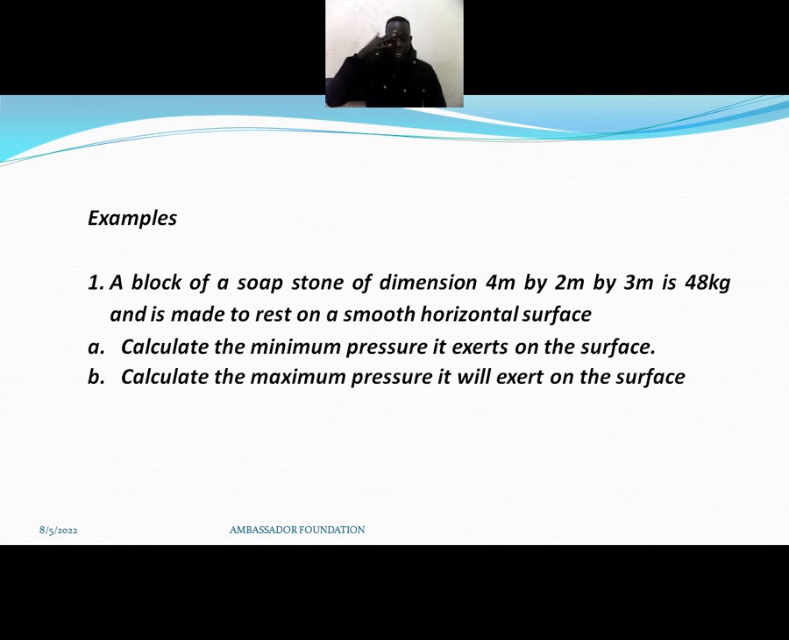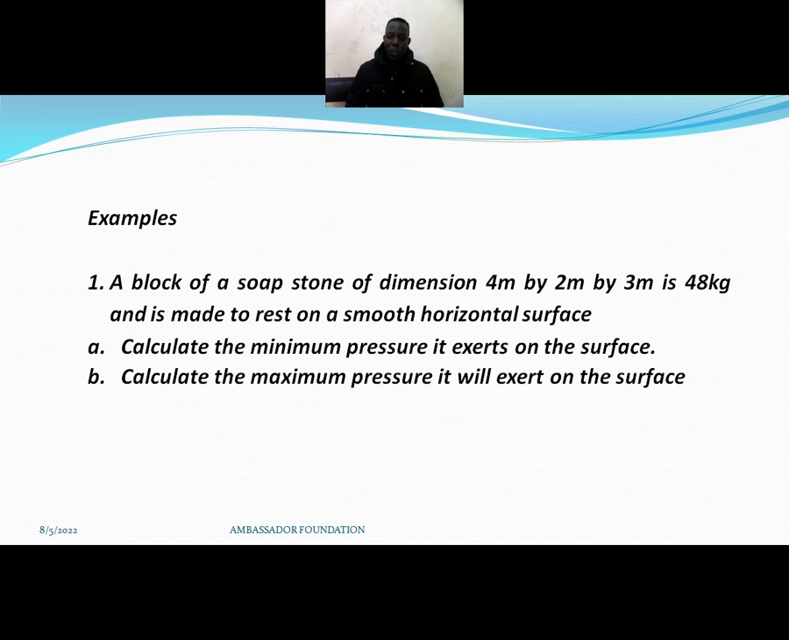A block of soapstone of dimension 4 meters by 2 meters by 3 meters and mass 48 kilograms is made to rest on a smooth horizontal surface. So we have the dimensions 4 by 2 by 3, and then we have the mass. We have to calculate the maximum pressure and the minimum pressure it exerts on the surface. Let's start with the minimum pressure.